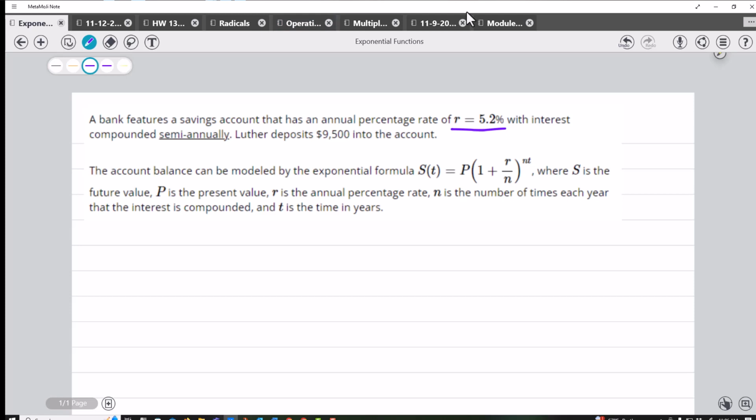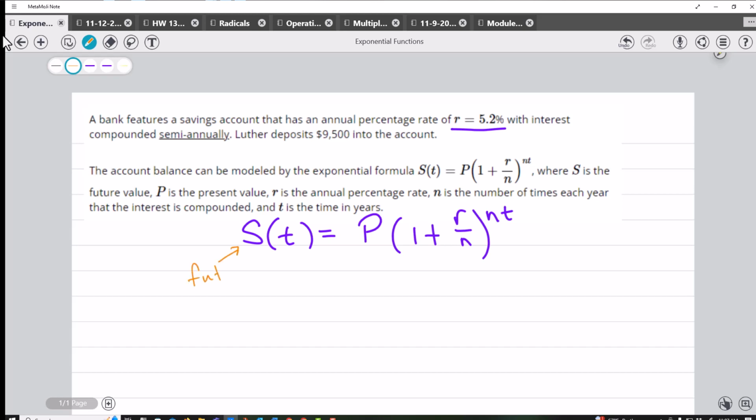So we have this exponential formula, which I'm going to rewrite down here because I would like to put some stuff on it. S(t) = P(1 + r/n)^(nt). If this is the first time you've seen this formula, there are some different pieces here. The function is looking at future value. So in other words, if he deposits this and makes this investment, what amount would he have in the future?